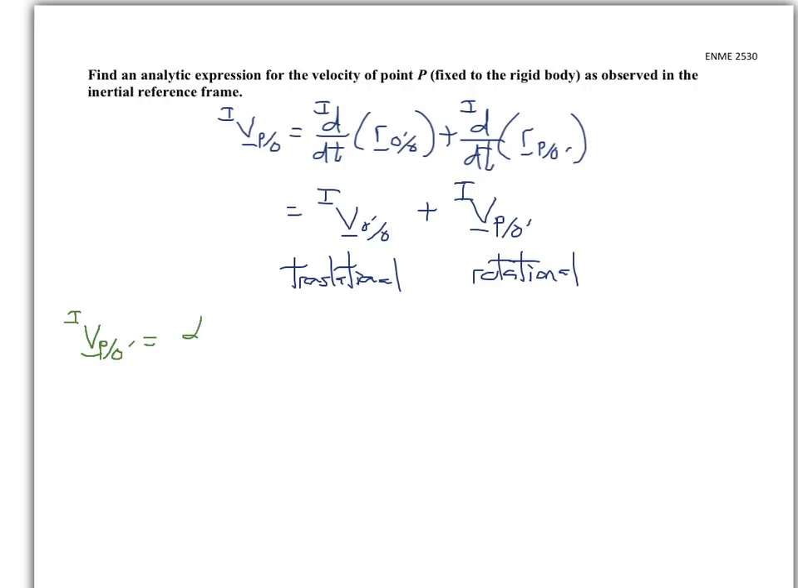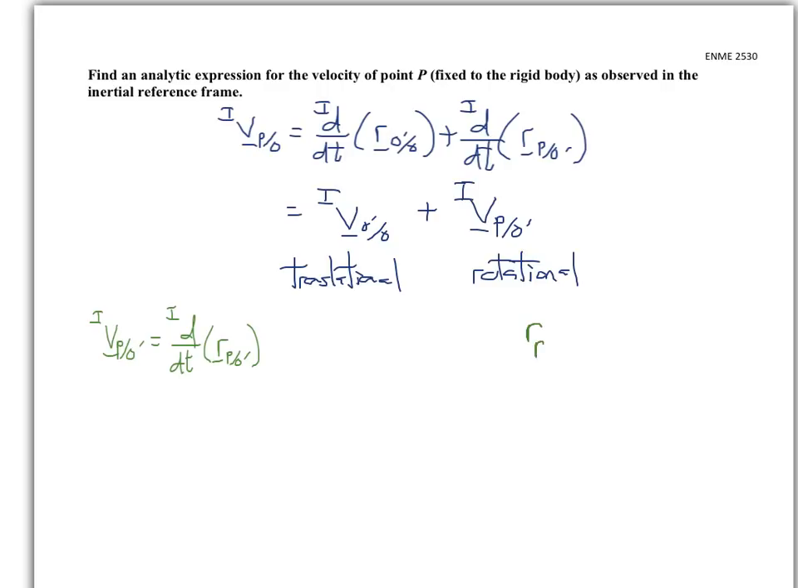We said this is equal to the time derivative, as observed in the inertial reference frame, of r P with respect to O prime. Now because the points P and O prime are both fixed on the same rigid body, they have a fixed distance from each other, and we can write their coordinates in the basis that's fixed to the body. So we can write that in terms of a B1, B2, and B3 basis. And we'll use our Cartesian coordinates.